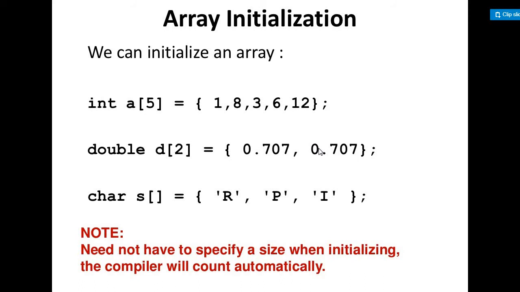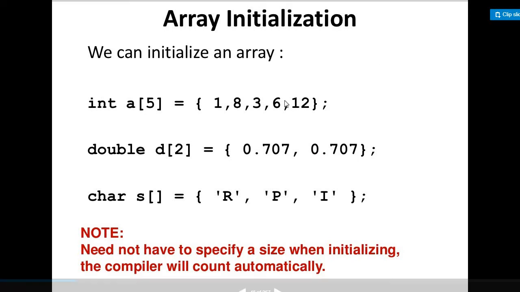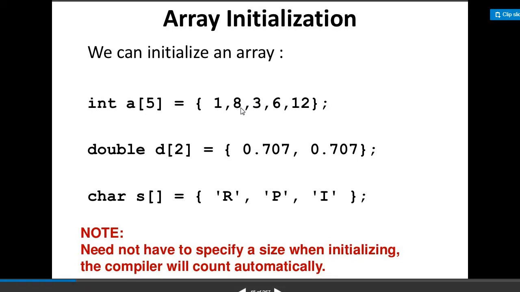So this is initialization of arrays. So int a[5], 5 elements you can store, and similarly double and character arrays. In this way different types of arrays we can initialize.